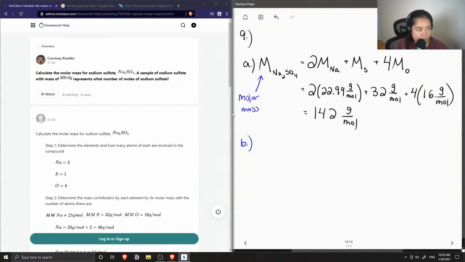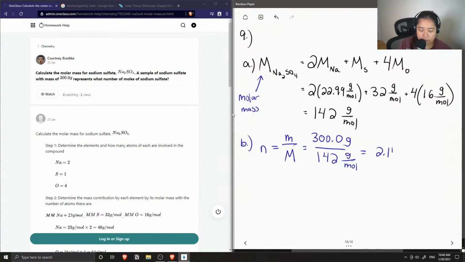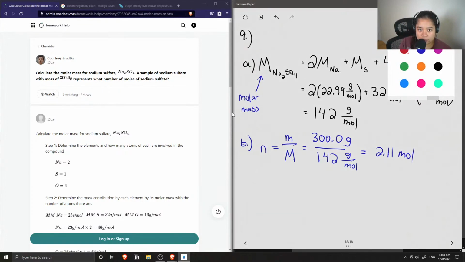And when we solve for part B, we know the mass is 300 grams. What are the number of moles of this amount of sodium sulfate? So to answer this question, we'd use the equation number of moles is equal to mass over molar mass. So the mass was 300 grams. And we calculated the molar mass in the previous step to be around 142 grams per mole. So 300 divided by 142 gives us 2.11 moles. So you'll notice that when we divide mass by molar mass, our grams will cancel out and our moles becomes our unit.